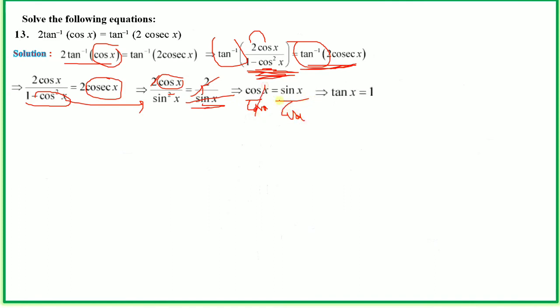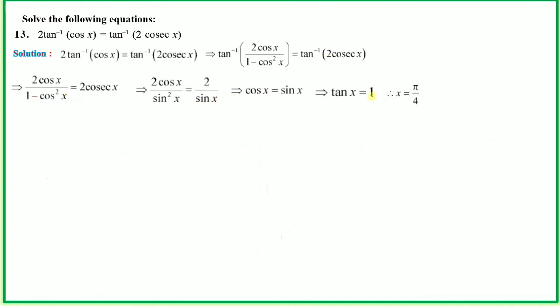So this is 1, and here sin upon cos is equal to tan x. Tan x is equal to 1. We know tan of what angle is 1? At 45 degrees, tan pi by 4. So tan x is equal to 1. This implies x is equal to pi by 4 as tan removed from both the sides. So that is the solution of question number 13.